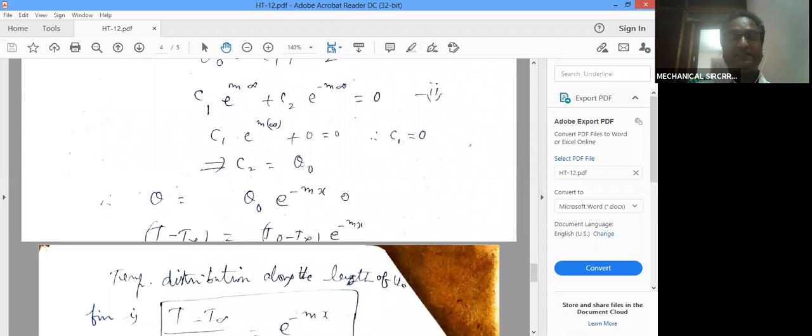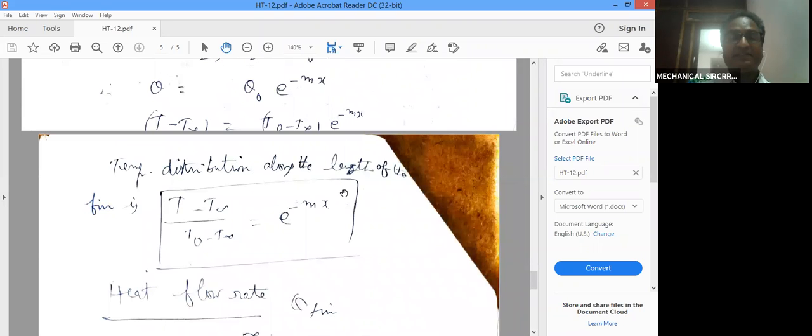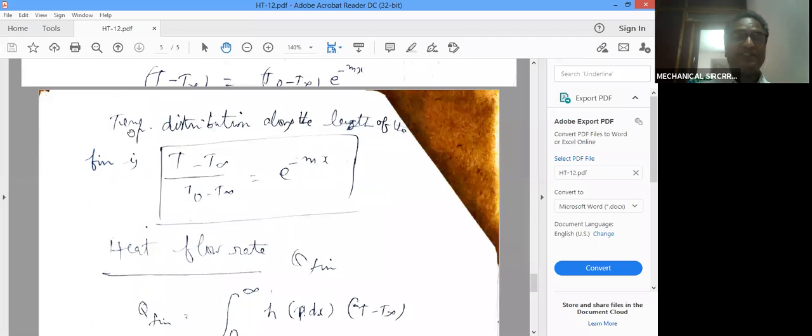Okay. So this is the temperature distribution equation, the variation of temperature T along the length of the fin, from x is equal to 0 to x is equal to L. So T is a variable here. T minus T free stream is equal to T naught minus T free stream into e power minus mx. Therefore, the temperature distribution equation along the length of the fin is T minus T free stream divided by T naught minus T free stream is equal to e power minus mx.